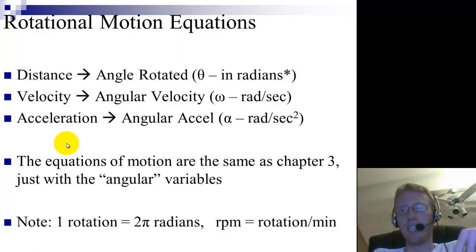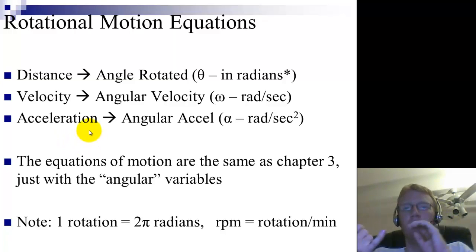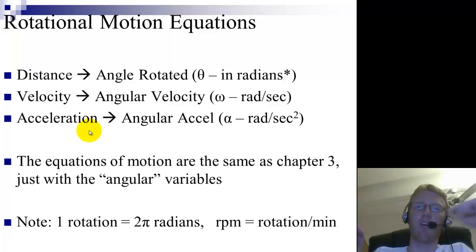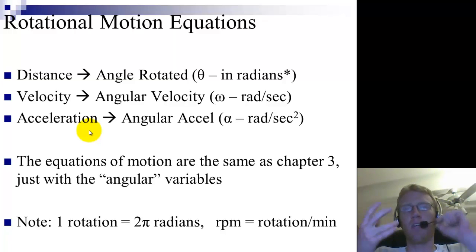We're going to have those exact same equations with those exact same 5 variables, except now the d in the formula is going to represent the angle rotated. The vi and vf is going to represent the angular velocity, how fast it's spinning around. And the a in the formula is going to represent the angular acceleration.